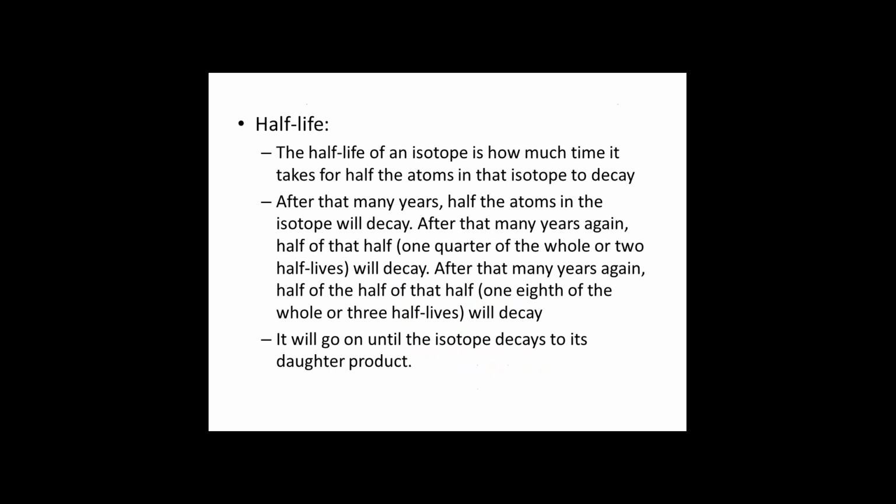So here is a fuller description of a half-life. The half-life of an isotope is how much time it takes for half the atoms in that isotope to decay. After that many years, half the atoms in the isotope will decay. And then after that many years again, half of that half, so 1/4 of the whole, or 2 half-lives, will decay. And after that many years again, half of that half, 1/8 of the whole, or 3 half-lives, will decay. And it will go on until the isotope decays to its daughter product completely.